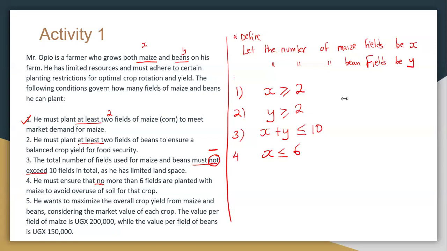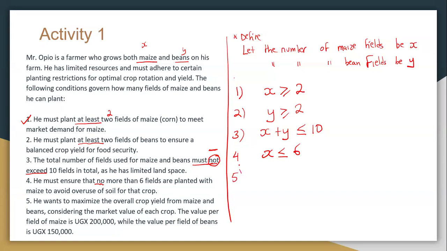Okay, then my last question is number 4. Number 4 was saying that he must ensure that no more than 6 fields are planted with maize to avoid overuse of soil for that crop. So no more is still referring to less than or equal to. When I say call for me not more than 5 children in class, how many children would you call? I'll call 5 or less than 5. Yes. So that is why we are using less than or equal to. Okay, teacher, thank you.